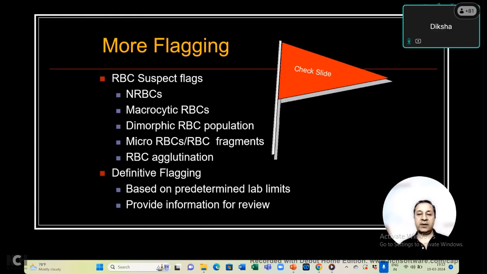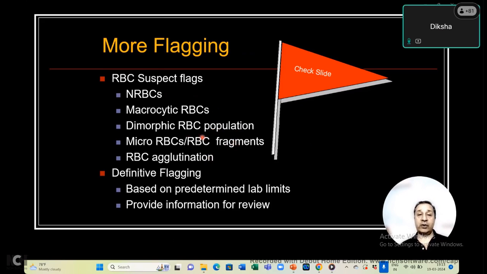Let's look at other cell-based flagging. For example, if you look at the red blood cell flagging, you can have flags for nucleated red blood cells. You can have flags for morphology of the red cell, like you might have macrocytic cells wherein the MCV itself, or the cells which are falling in the higher side of the mean corpuscular volume, are tagged as macrocytic RBCs. You might have flags for dimorphic population. That means you might have microcytic hypochromic cells and macrocytic cells. You might have a flag for RBC agglutination. You might have relative fragmentation or the fragmentation of red cells which you might be picking up, and that also can be picked up by the analyzer and flagged.